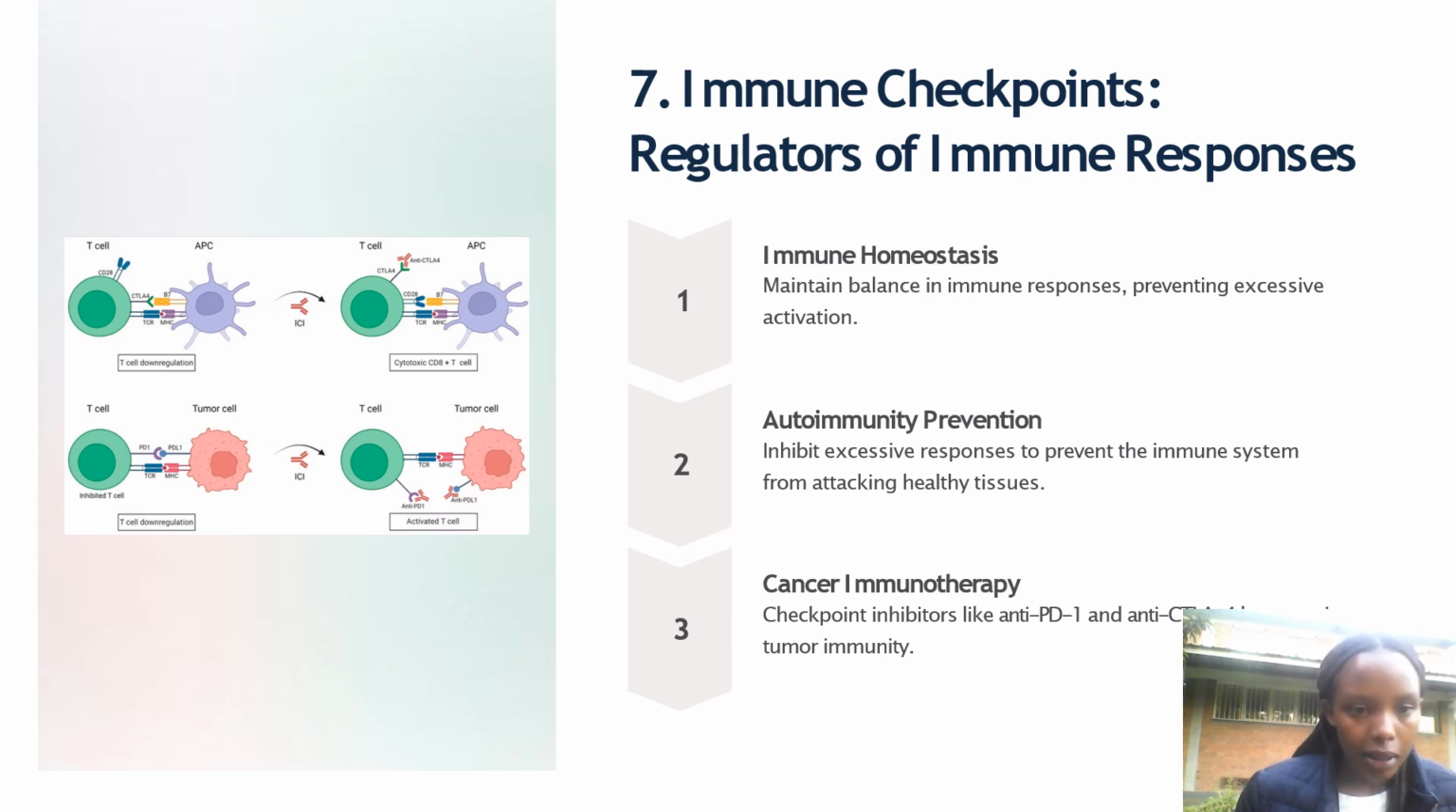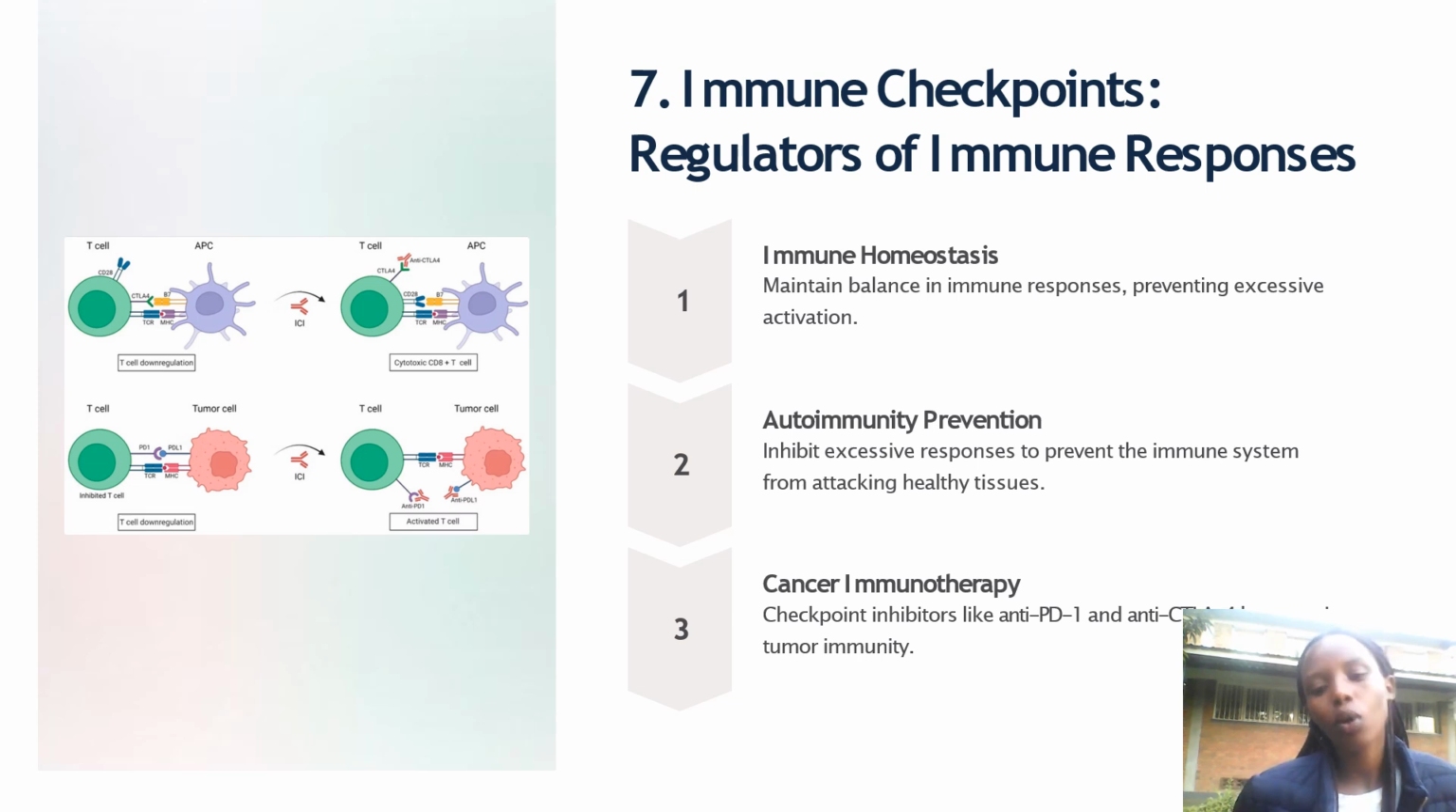For immune homeostasis, maintaining balance in immune responses leads to prevention of excess activation. And for the second one, we have autoimmunity prevention. For autoimmunity prevention, checkpoints inhibit excess responses to prevent the immune system from attacking healthy tissues.